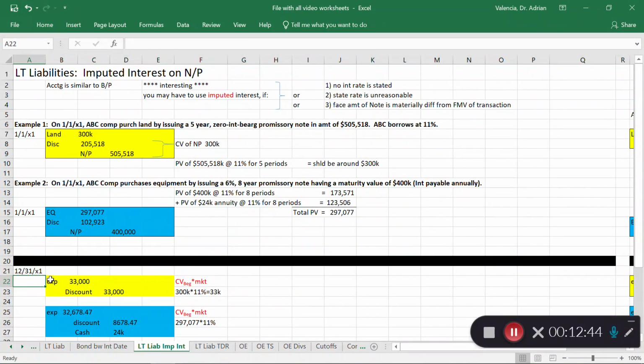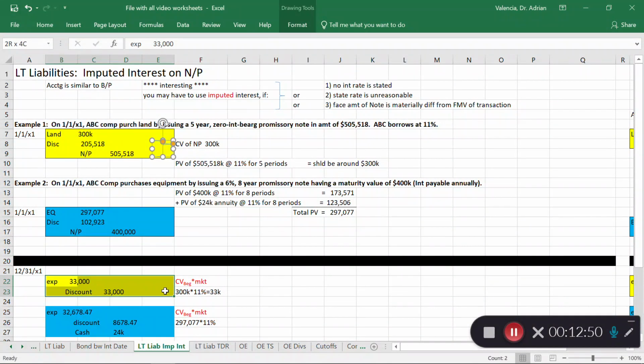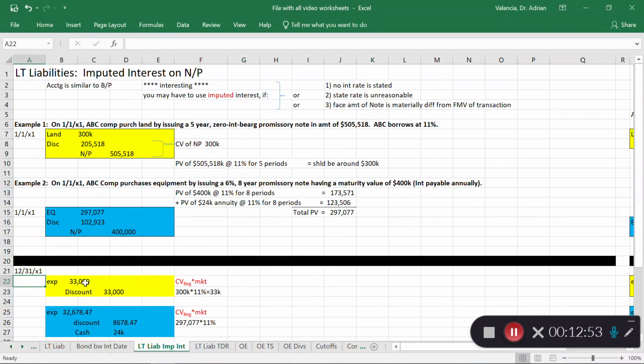So notice how I'm matching the colors. If it's yellow here, it corresponds to that transaction, the first example. As in any expense or interest revenue computation, the formula is always this. You take the carrying value at the beginning of that period and multiply it times the market rate. So for example 1, the carrying value of that note is 505 minus 205, which is $300,000. You multiply that times 11% and you get an expense incurred of $33,000.